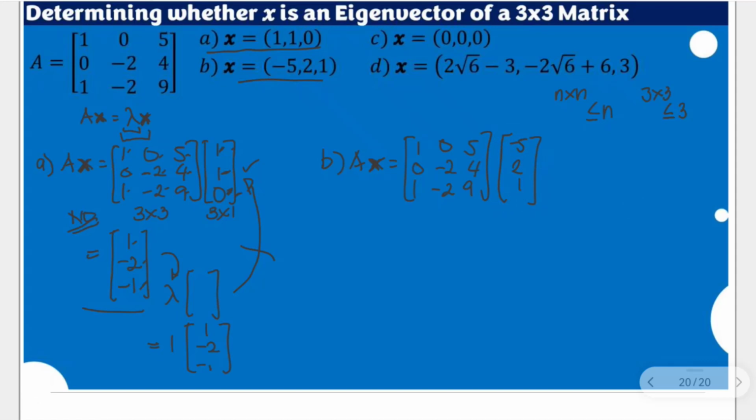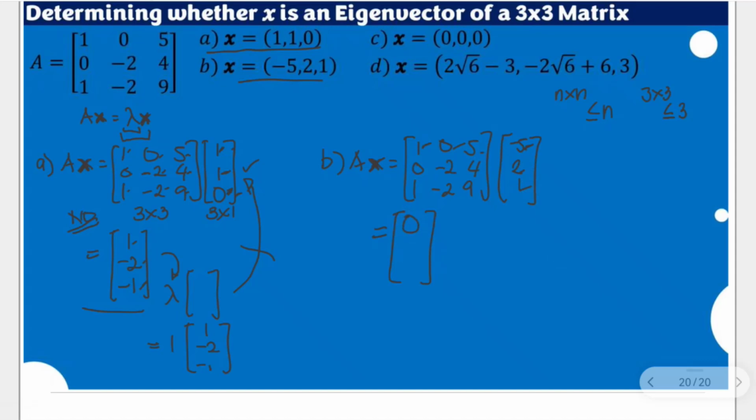So with that, let's try to multiply this. Of course, that's 3 by 3 times 3 by 1 as well. So you'll have a 3 by 1 matrix here. 1 times negative 5 is negative 5. This is 0, that's also 5. So negative 5 plus 5, that's 0.